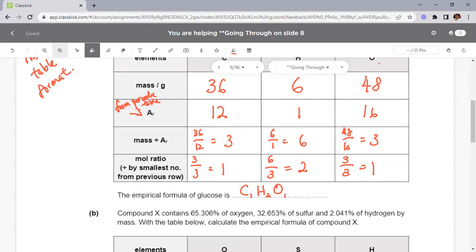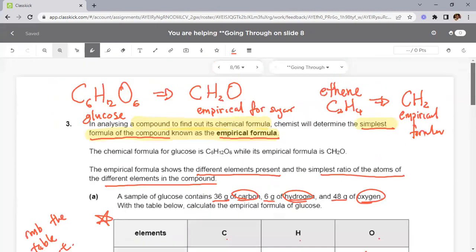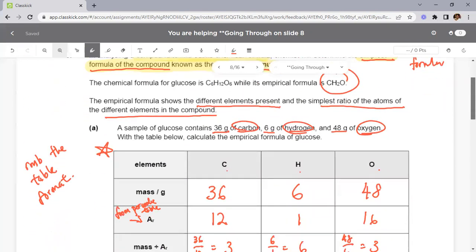Obviously, I'm not going to put a 1 there. So this final answer will actually be CH2O. So this is the final answer, like what I've mentioned here, CH2O.